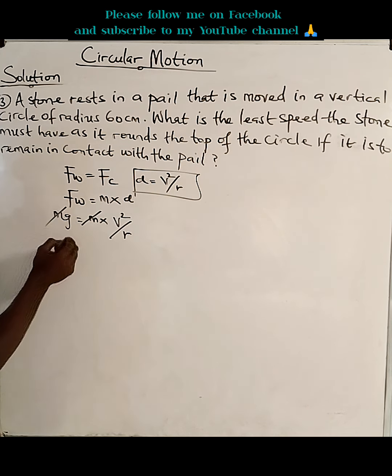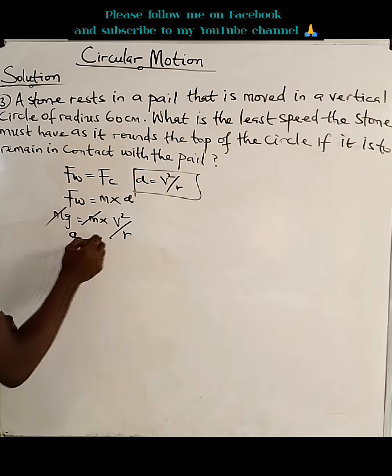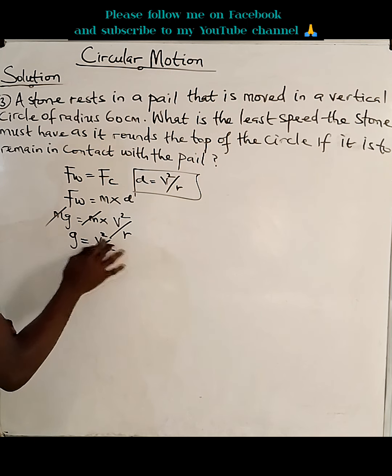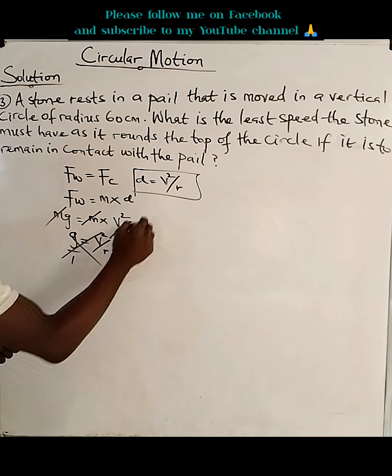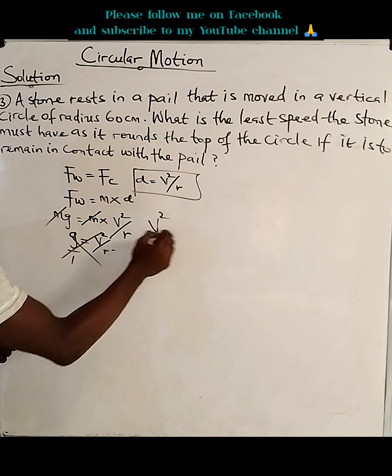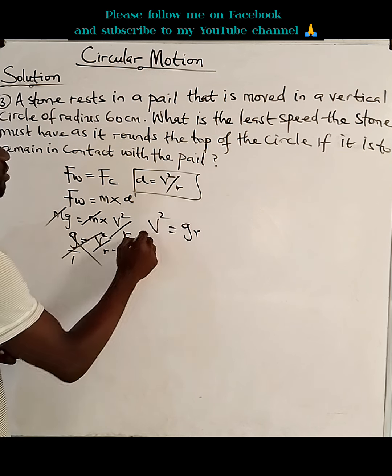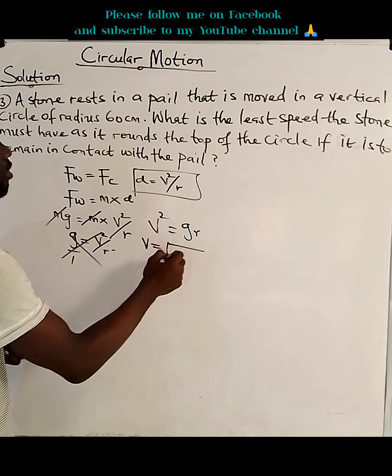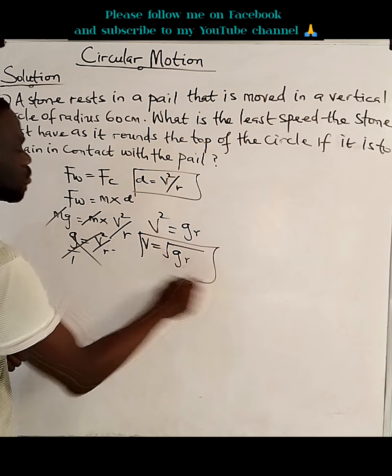So mass cancels mass. We have gravity equal to velocity squared over radius. So cross multiply. So the linear velocity squared is equal to gravity times radius. So the linear velocity is going to be the square root of gravity times radius. This is the formula we're going to use.